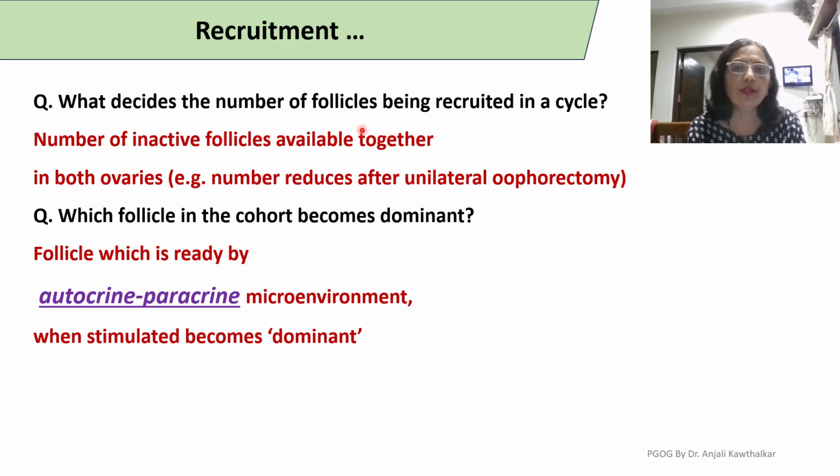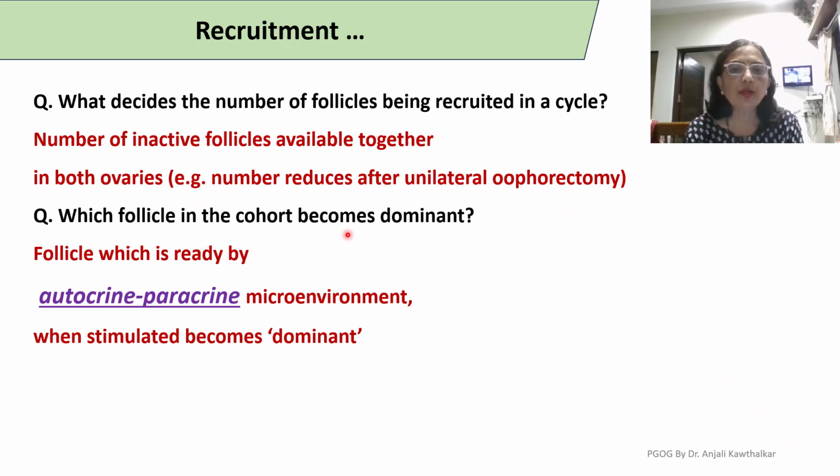What decides the number of follicles being recruited in a cycle? It is the number of inactive follicles available together in both ovaries. How many inactive follicles are available decides how many follicles are recruited in a cycle. For example, the number reduces after unilateral oophorectomy. So how many follicles will be in the primordial follicle cohort depends on how many inactive follicles remain together in both ovaries. If a unilateral oophorectomy is done on one ovary, it leads to a reduction in the number of follicles present in the cohort. That is the concept.